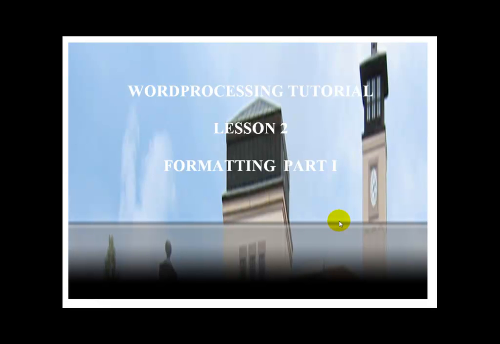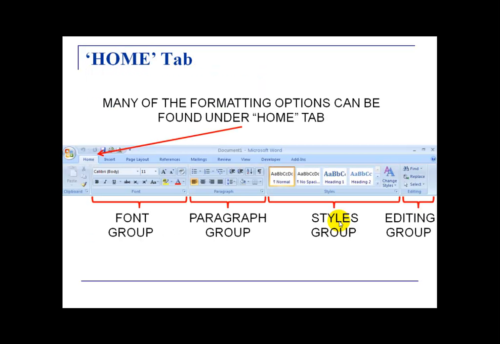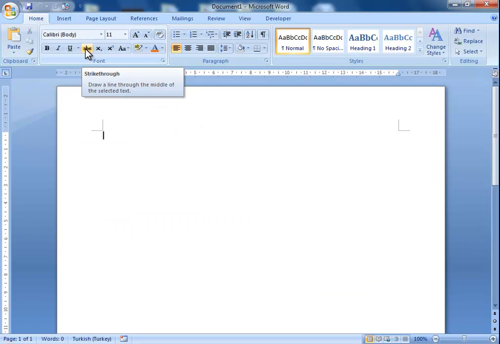We will be covering formatting features of Word 2007 in this lecture. Mainly formatting text, paragraphs, and borders and shading. Many of the formatting options can be found under the Home tab of the ribbon. The ribbon is, as you recall, separated into different groups. We will look into them in detail.